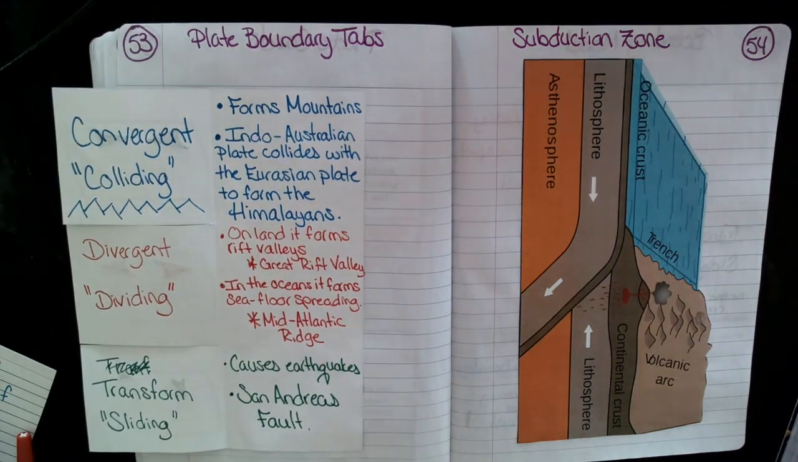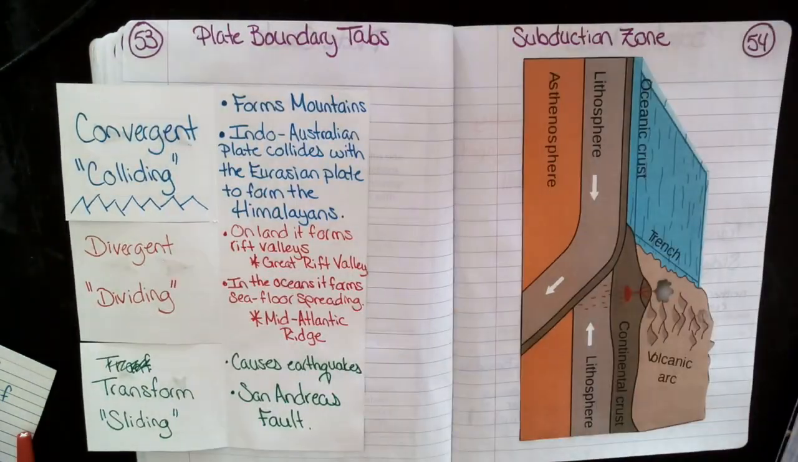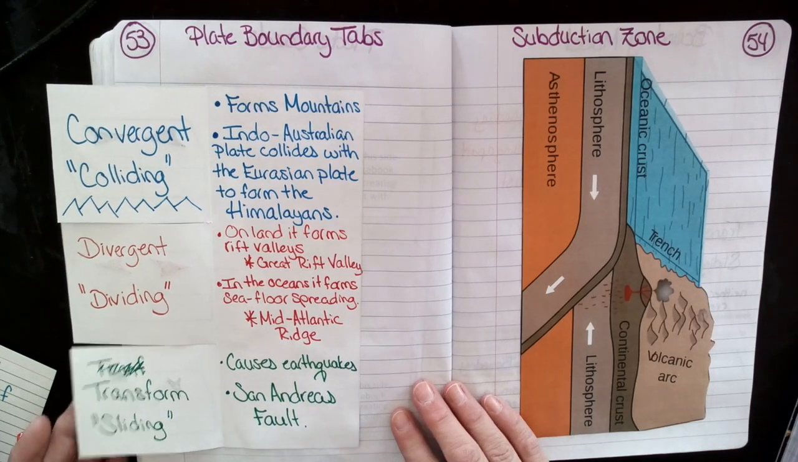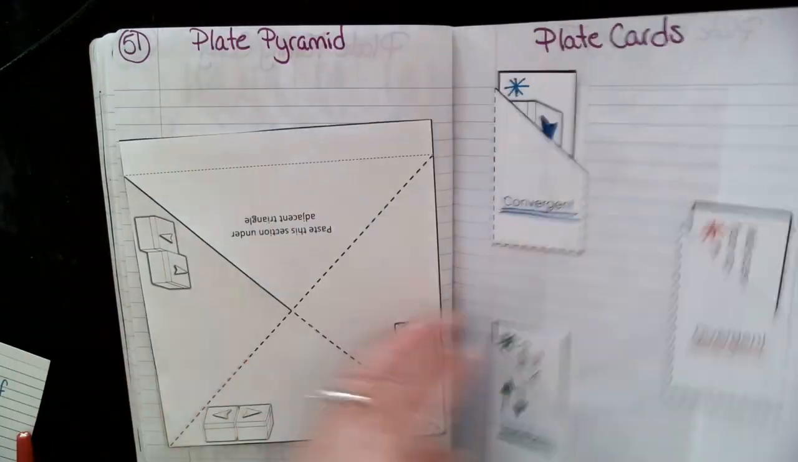Okay, now, the only thing left that we have, you have a crossword and some homework, which you will do on your own before the test, and then we also have the pyramid. So I'm going to close this. If you need it longer, pause it. I'm going to flip back to the pyramid, okay?